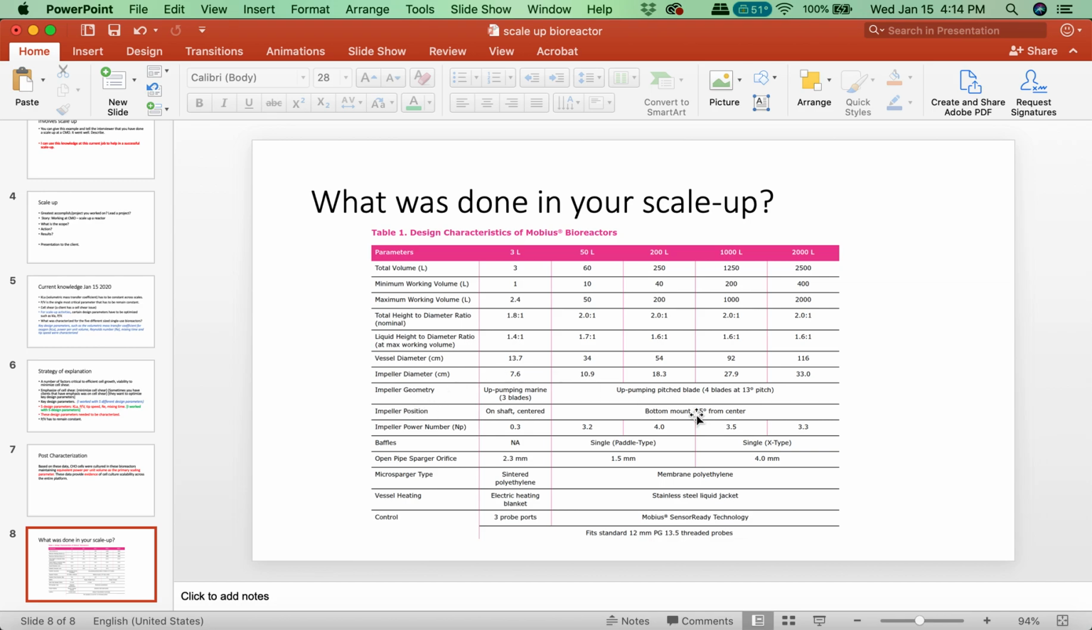Up pumping pitch blades, four blades at 30-degree pitch, and impeller position, bottom mount 15-degree from center. Impeller power number is different for each scale. Baffles, single X type for 2000 liter, pedal type, open pipe sparge orifice.